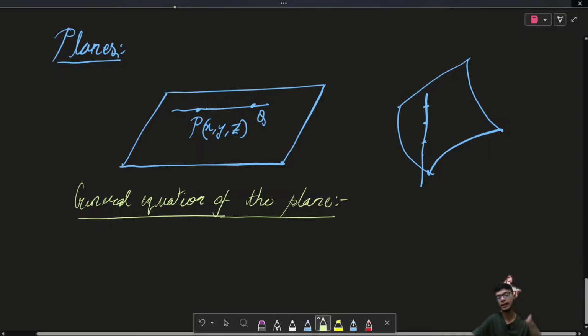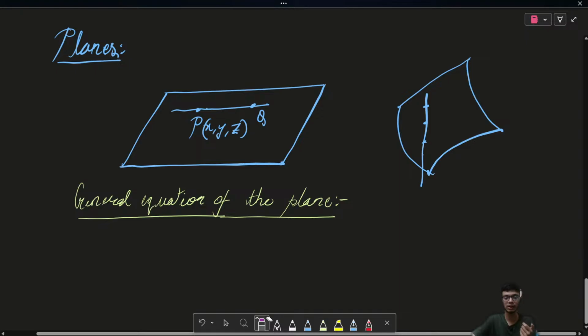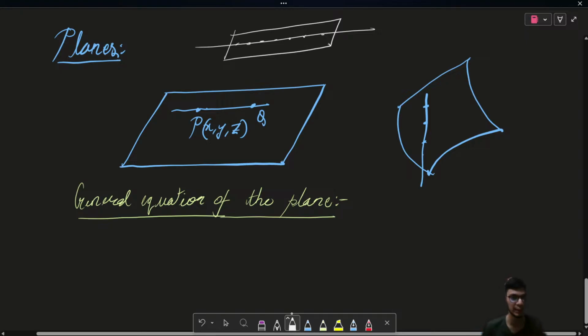Now, why do I call it a same surface? We can assume a surface to be a combination of multiple lines, like infinite parallel lines lying on the same plane. That is how I am defining a plane. You can consider that if I have a straight line and all the points lie on the same straight line and I vary it accordingly, then the 3D surface I obtain is just a plane.